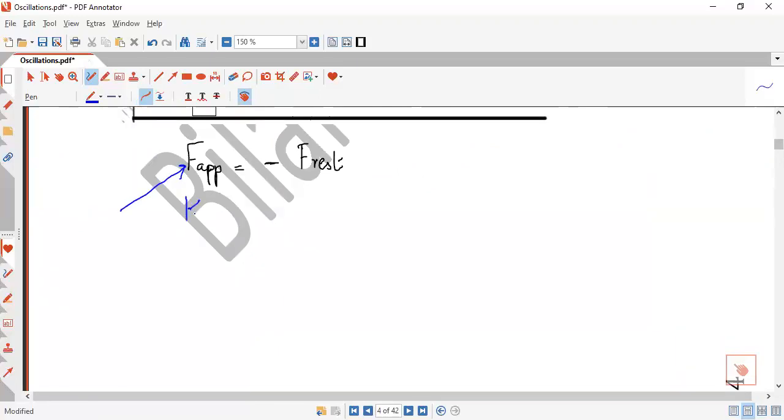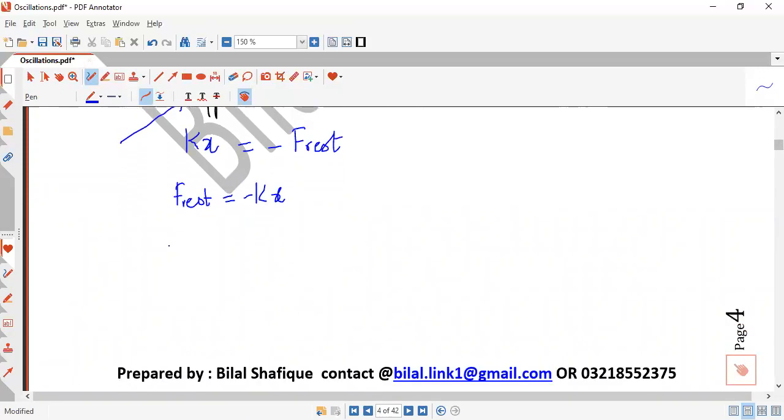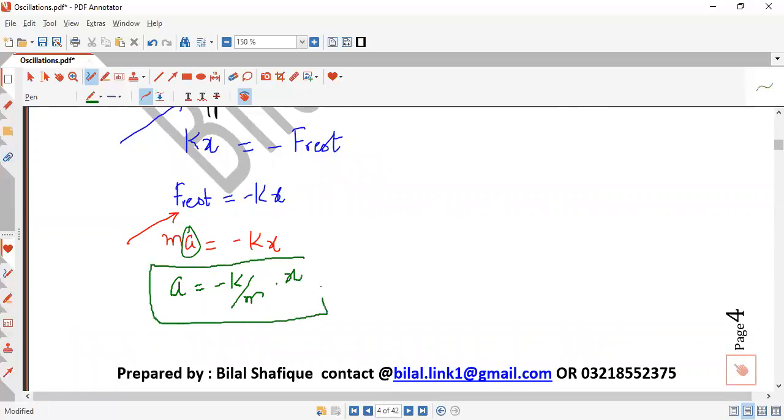And students, applied force is given by what? It is given by Hooke's law, Kx equals to negative F restoring, or F restoring is equal to negative Kx, or every force is equal to what, students? Every force is equal to Ma. And if I make A the subject of the formula, it will become negative K by M times X. So that's the formula of simple harmonic motion.